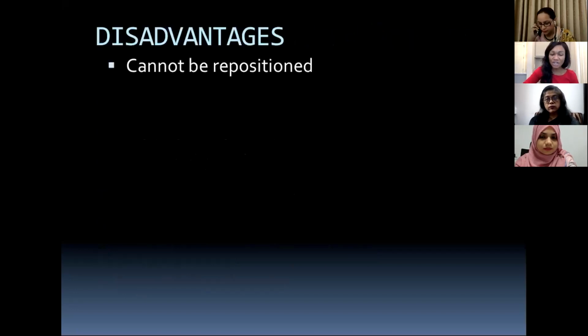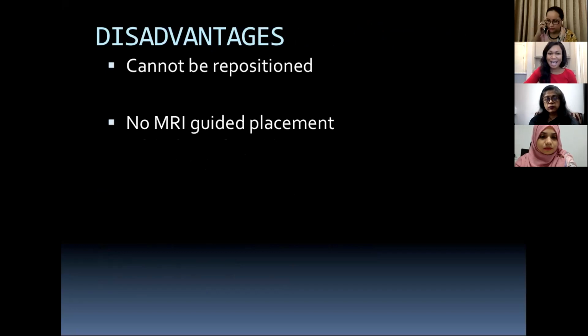The disadvantages are that they cannot be repositioned after they are placed. There's no real MRI guided placement. You would have to go to MRI, place a biopsy marking clip into the breast, and then take the patient up to mammography to do a mammographic wire localization.